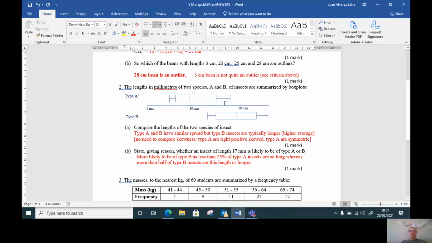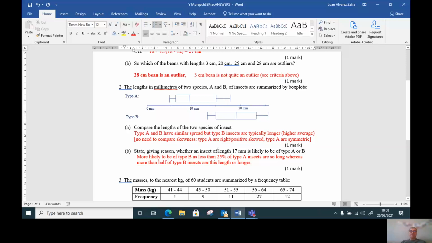Well, if we look at 17 millimeters, we can see that it lies within the range of both of them. So it is possible that it's a type A insect or a type B insect. But if we look in a bit more detail, we can see that 17 millimeters is within the middle of this distribution of type B, but it's actually at one far end of type A.